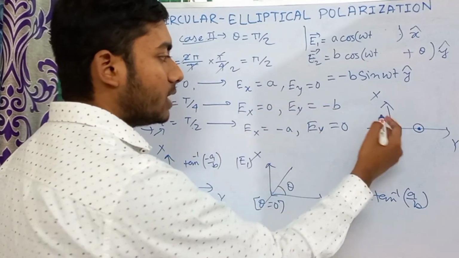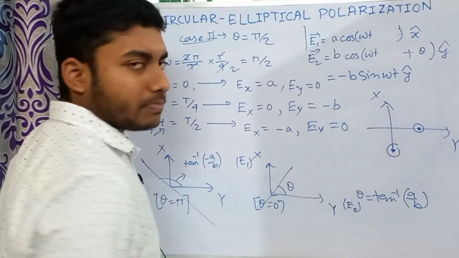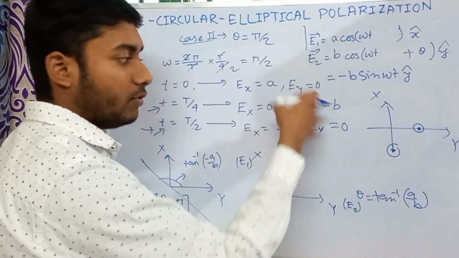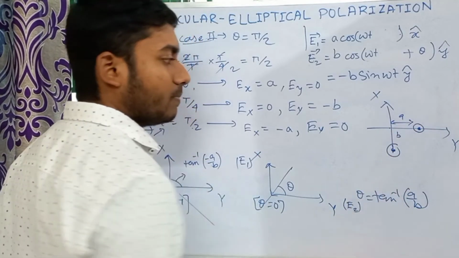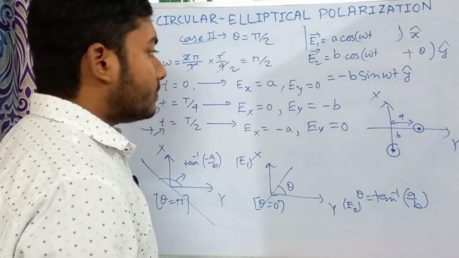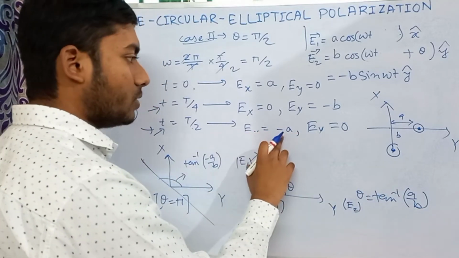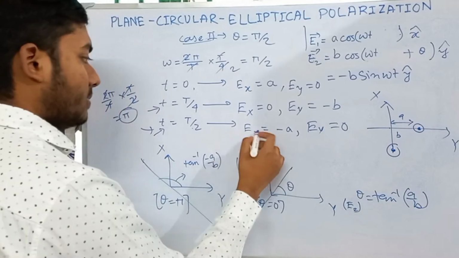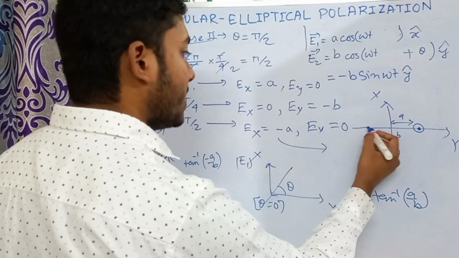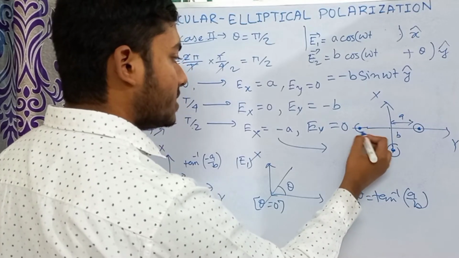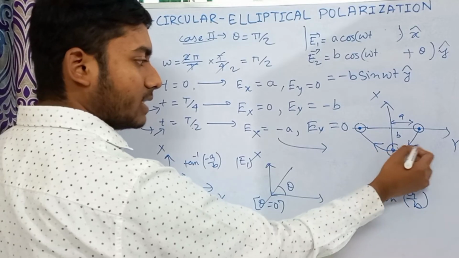Ex is equal to 0, that means Ey is minus b, that means this. Now A and B are different, so this is our A, this is our B. Now t equals to t by 2, that means this. Here what happens? Minus A, this is minus A, and Ey is equal to 0, that means this. So it is tracing in this direction, right?